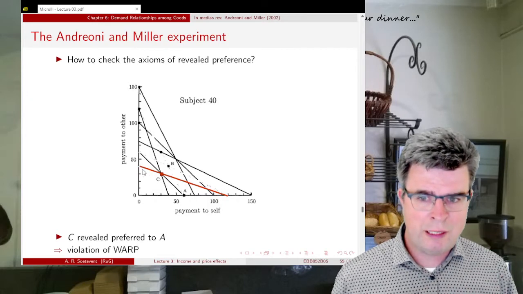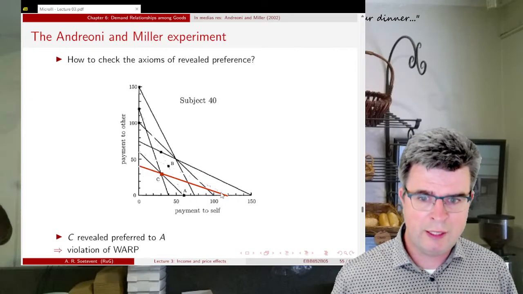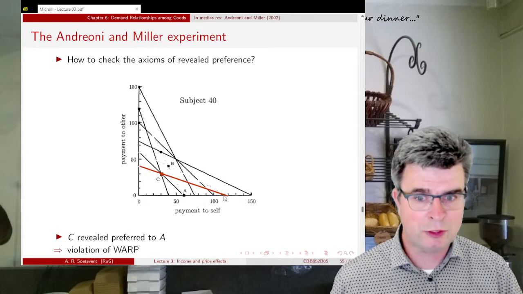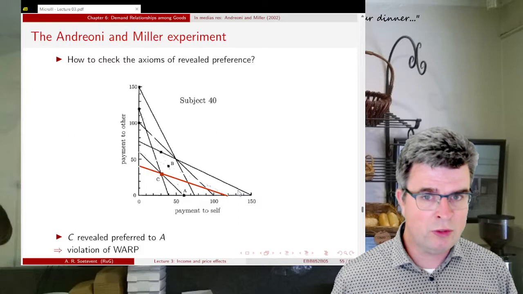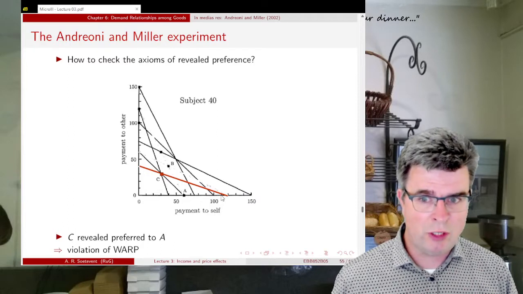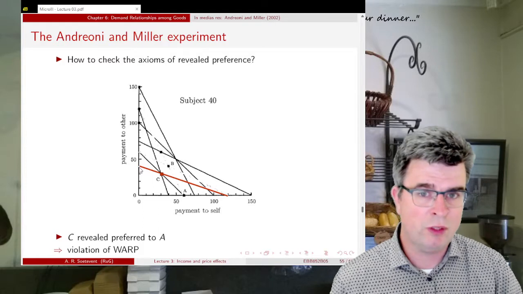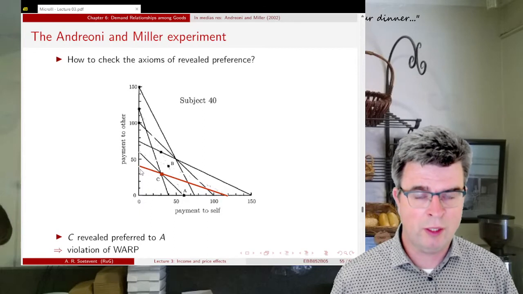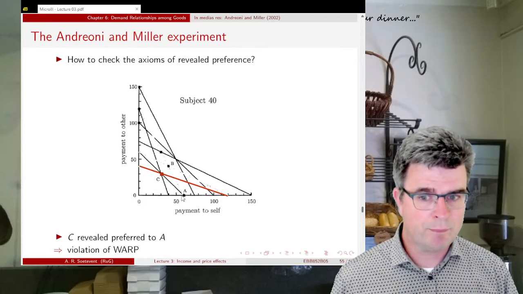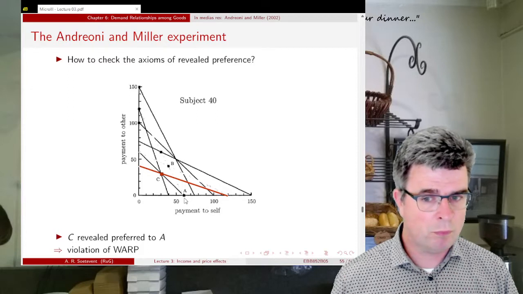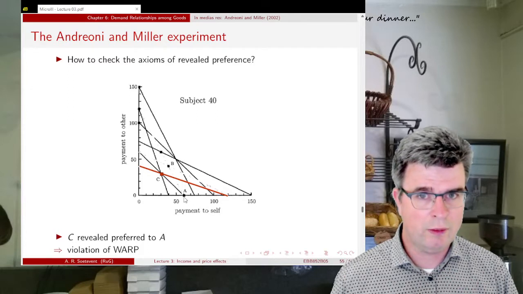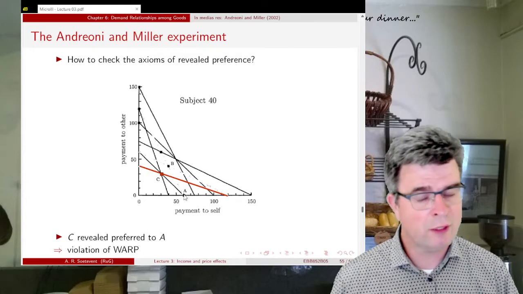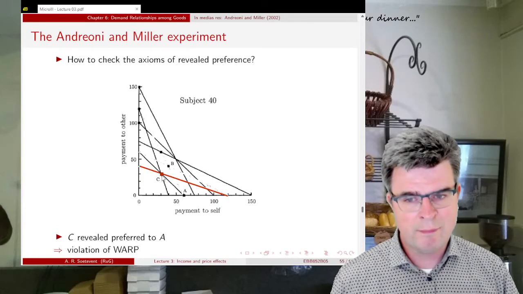Then the same subject faces a different budget line, one where giving is much more expensive. So keeping all the tokens to himself would give him 120, whereas giving away all of the tokens would give the other subject only 40. So giving here is relatively more expensive. It would have been perfectly feasible for the subject to leave the building with a payment of 60 and none to the other, as with the previous budget line, but instead the authors observed the subject choosing bundle C.